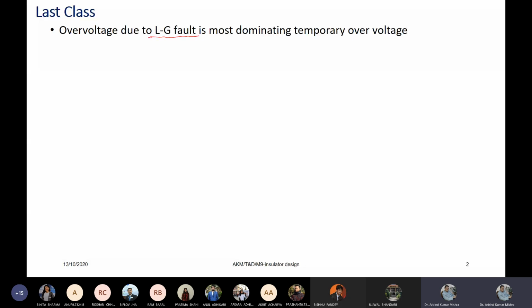Most dominating is the unsymmetrical fault, and we have seen that even within the unsymmetrical faults, the most dominating is single line to ground fault. So whatever is the over voltage dictated by single line to ground fault, that will be our worst condition over voltage for temporary over voltage.